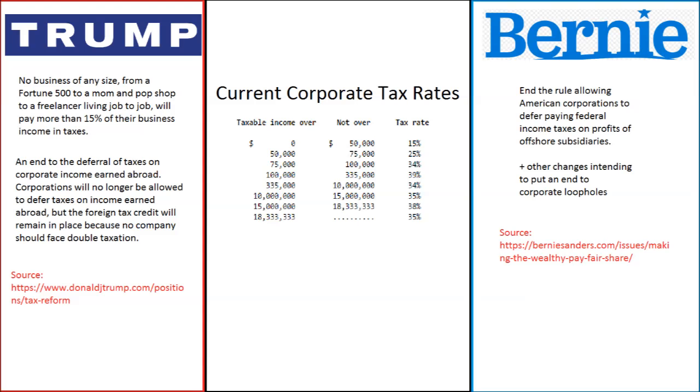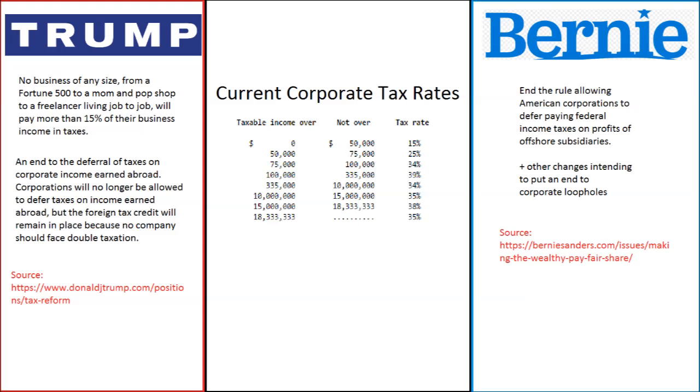Now, this is going to be a big issue with this election. This is something Bernie Sanders in particular seems to be very passionate about, in that corporations need to pay more taxes. So here in the middle, you can see that I have put the current corporate tax rates, and you'll see that the highest bracket, for any corporation earning an income over $18,333,333, is taxed at 35%, and any corporation earning under $50,000 is going to have the minimum tax rate, which is 15%.